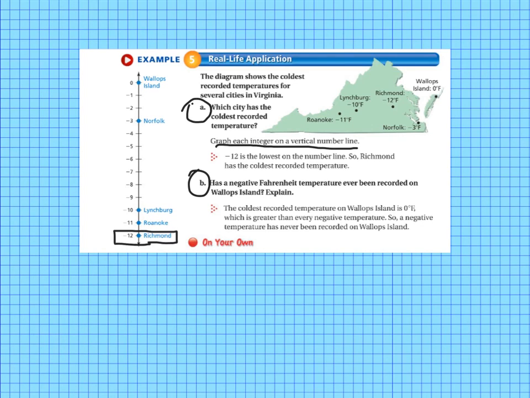And then it asks us, has a negative Fahrenheit temperature ever been recorded on Wallops Island? And it tells us the coldest recorded temperature on Wallops Island is 0 degrees Fahrenheit. Even though that's very cold, it is not a negative temperature. So no, a negative temperature has not ever been recorded on Wallops Island. The coldest temperature ever recorded has been 0, which is not negative. It's close, but it's not there yet.